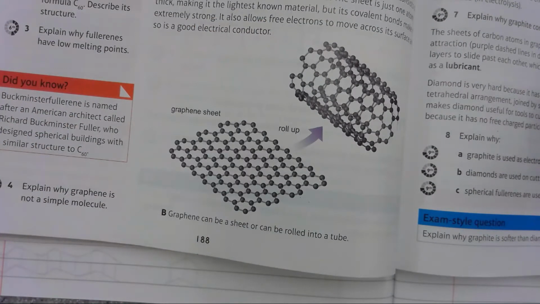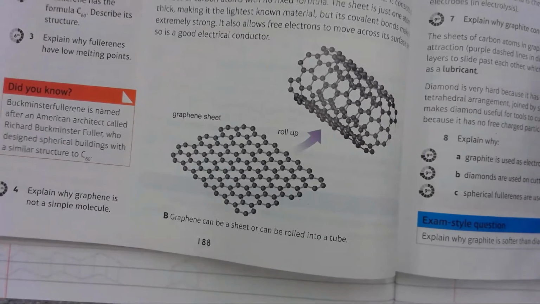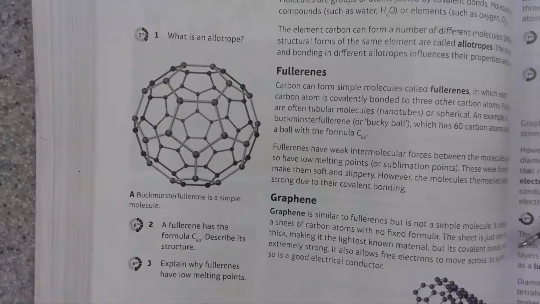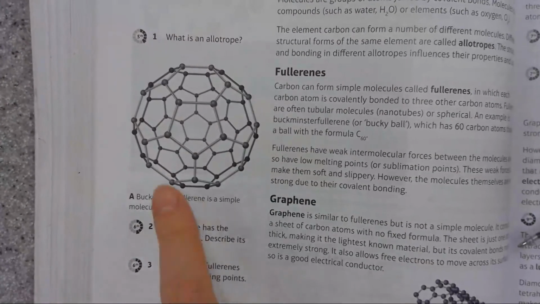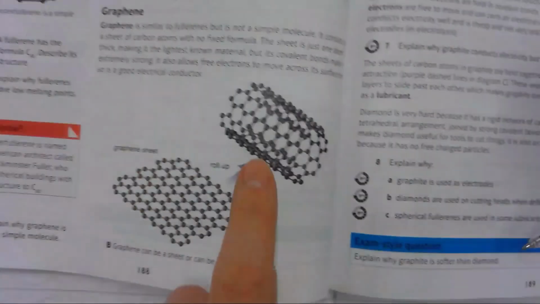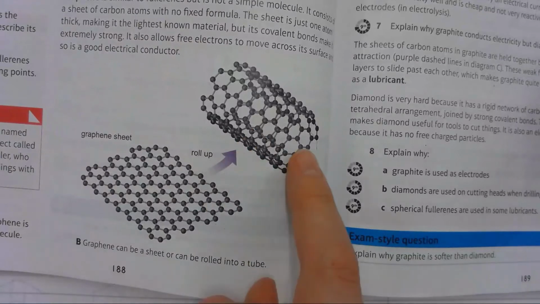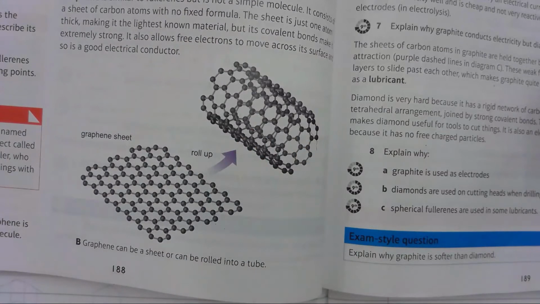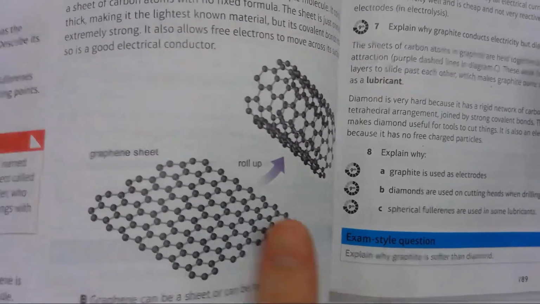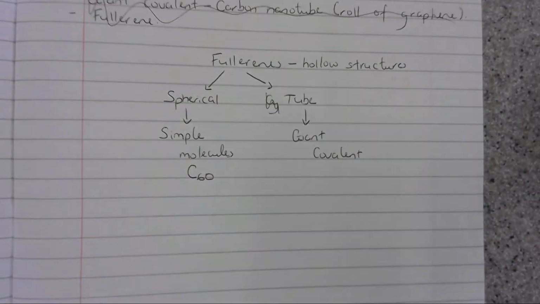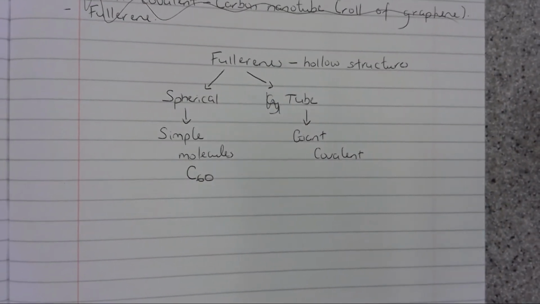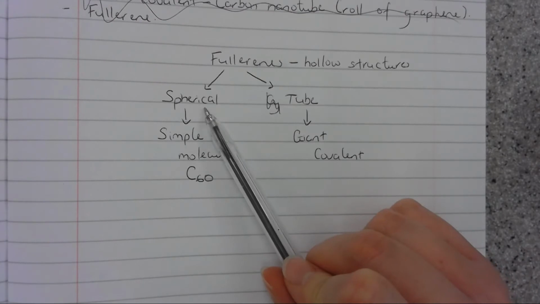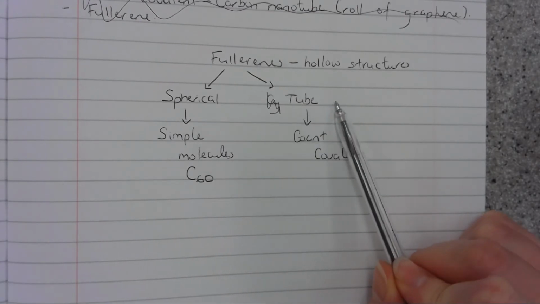There's another word that you can use as well for carbon nanotube. I said before that a fullerene was a substance with a hollow structure. So we saw spherical fullerenes over here. This carbon nanotube, because it's got a hollow structure, can also be described as a fullerene. Okay, so just to clarify, fullerenes are hollow structures. We saw a spherical fullerene. Now we've got a fullerene in a tube.